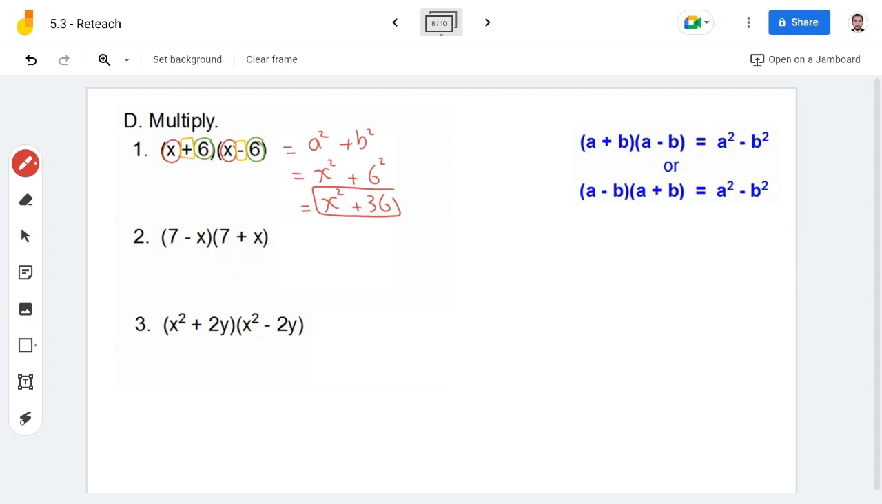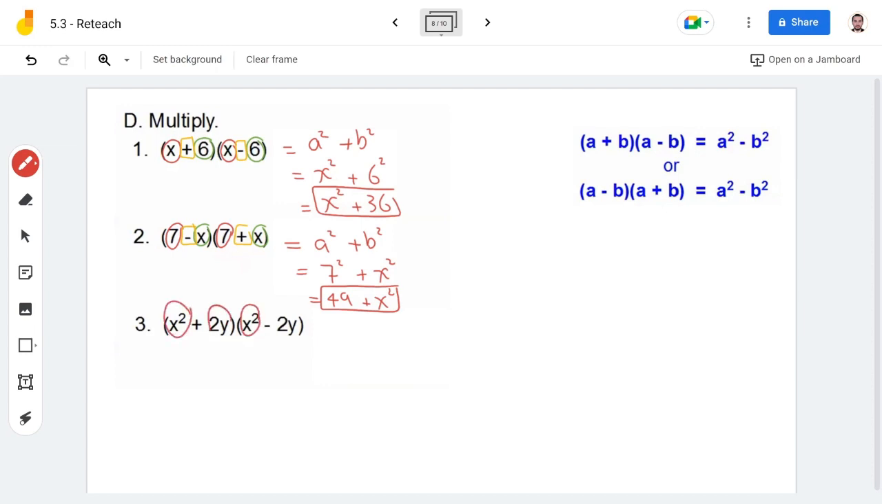Let's continue. Now what's A here? 7. Do we have the same A? That's the first condition. Yes. Do we have the same B? Yes. Third condition: do we have different signs? Yes. Now how can we solve the question? Write the rule: a squared minus b squared. What's a here? A is 7 squared, minus what's b? X squared. It's equal to 7 squared, which is 49, minus x squared, and that is your answer. See, easy? Okay, let's do the last example here.